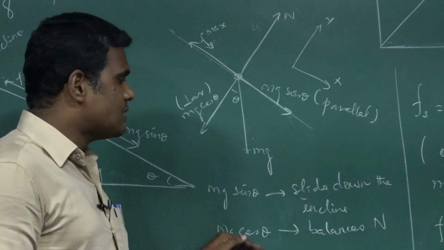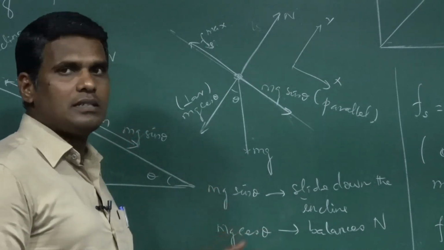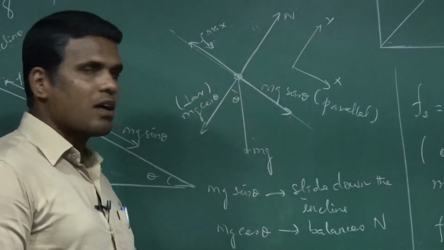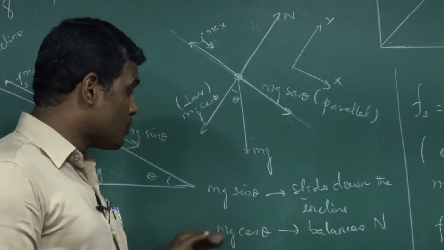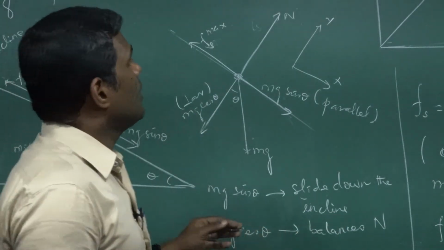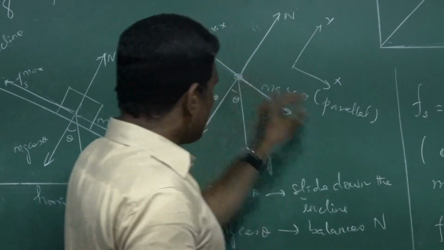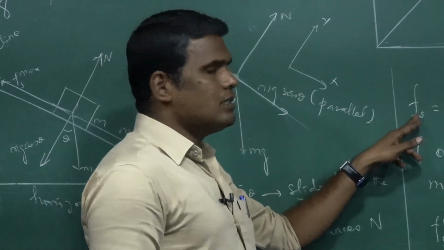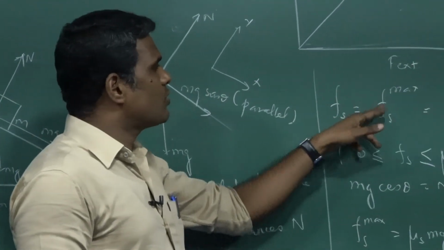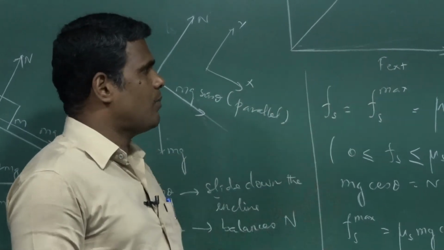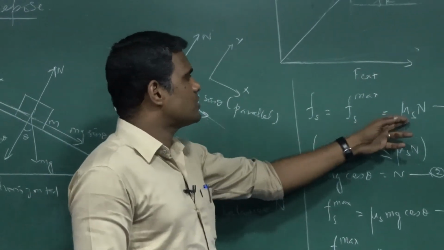What is the role of mg cos theta? The vertical component balances the normal reactive force. Our normal reactive force balances mg cos theta. And we can say here, when the object begins to slide down, the static frictional force is equivalent to its maximum value, Fs maximum. And you know Fs maximum is mu s N.